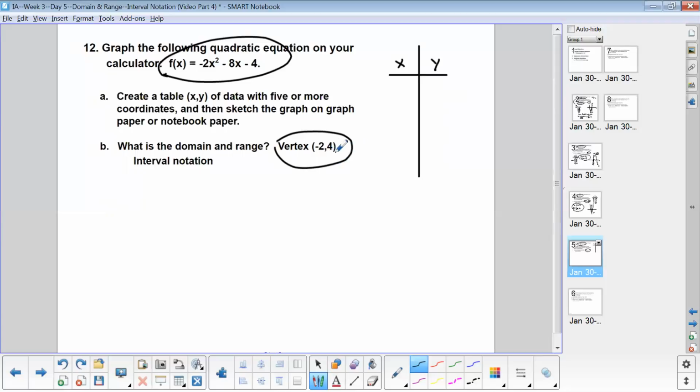So I'm going to choose -4, -4; -3, 2; -2, 4. There's the vertex. -1, 2. You should start to see some symmetry in your table. And 0, -4.